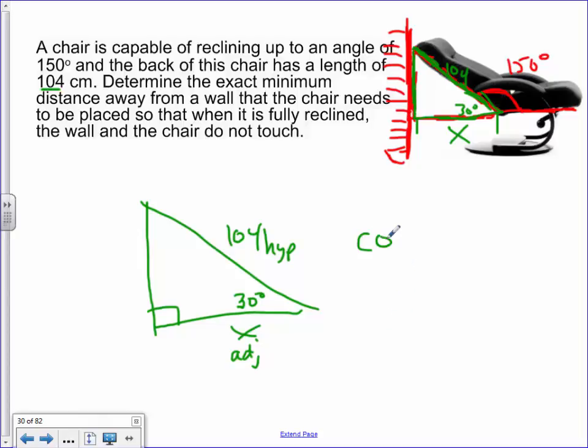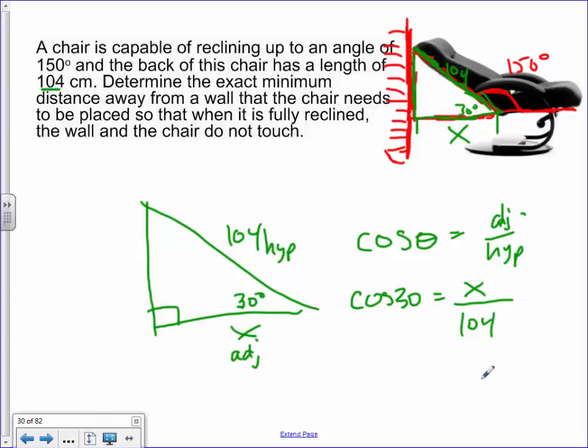Cosine, yeah. So I might write this. Cosine of theta is supposed to be your adjacent over your hypotenuse. Do we know theta? We do. Cosine of 30. Do we know the adjacent? We do not. Call it x. And we know the hypotenuse is 104.